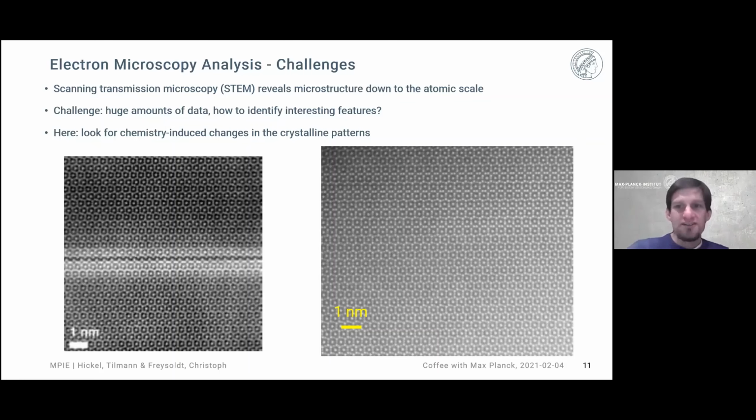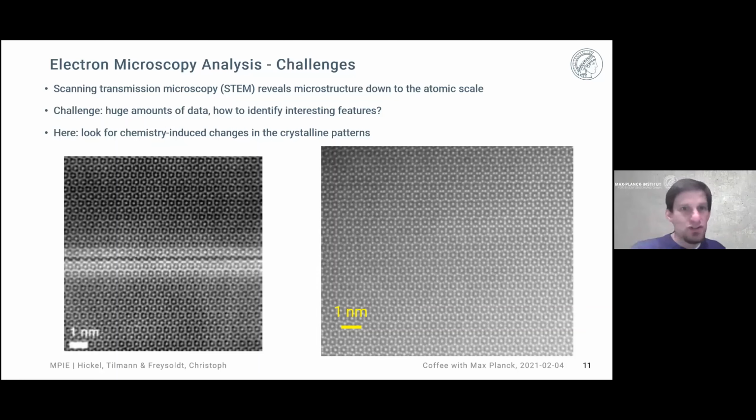Now, with all these nice detectors and the scanning possibilities, of course, you produce huge amounts of data. A single experiment that runs for, I don't know, 10, 15 minutes can easily produce a few gigabytes of data. With this lot of data, the question is, of course, how do you figure out what is interesting there? You can't look at gigabytes of data by hand. And in particular, in this material, we were looking for the chemistry-induced changes in the crystalline patterns.